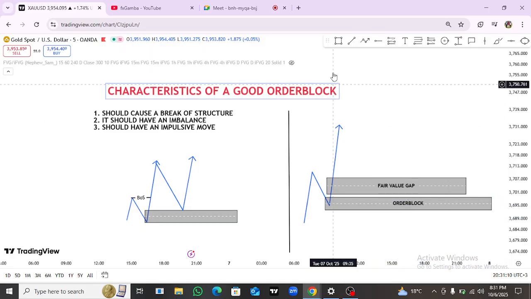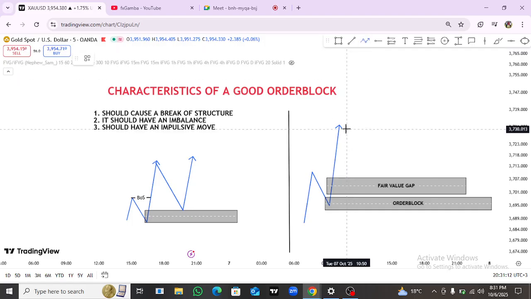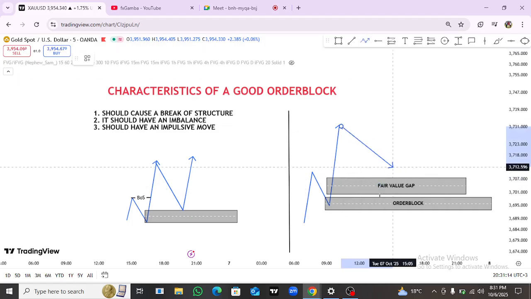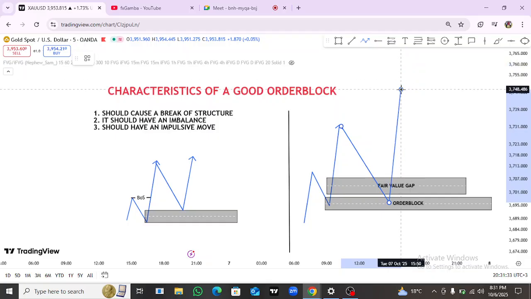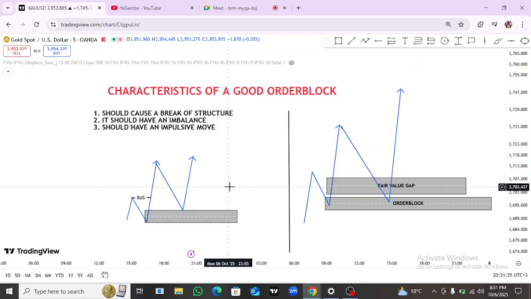So a high quality order block should have at least this fair value gap to act as a magnet for price, because when I was teaching you about the fair value gap, I told you it signifies imbalance in the market, and the market will automatically have to come back into that area, test it before it goes to the opposite direction. So you can see that was the order block, and you can see price gave us a push from there.